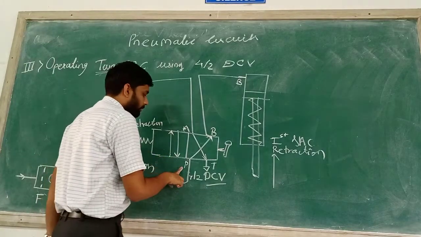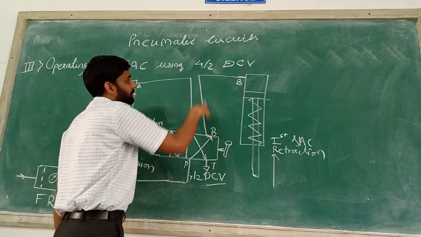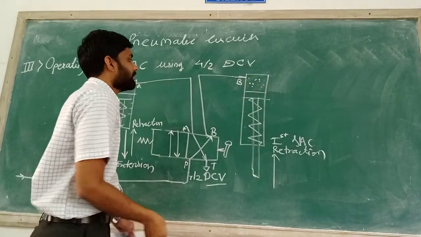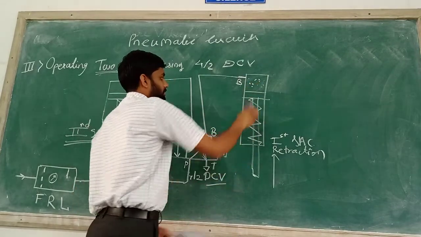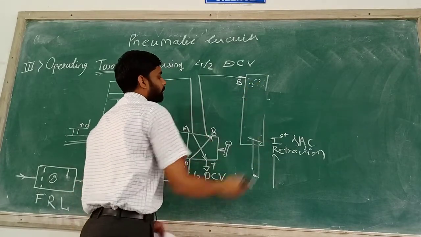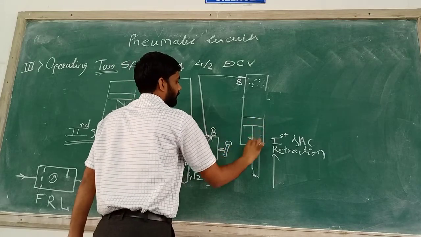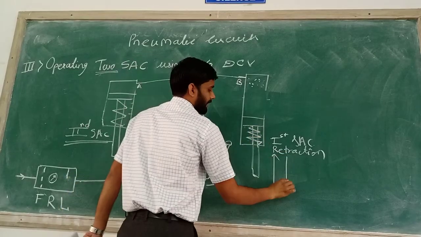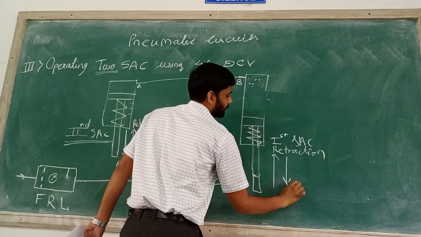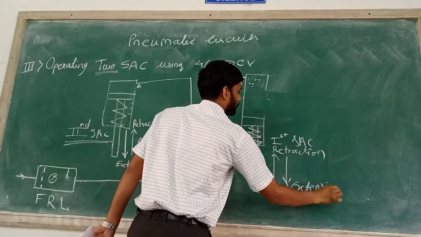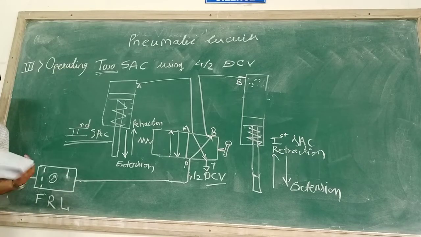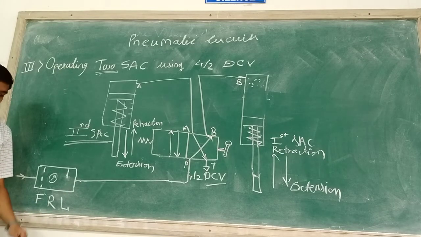Okay. Similarly, port P is connected to port B, so that air is coming into that area. When the pressure of air inside this area increases, it starts pushing this piston in a downward direction. The compression of the spring occurs, and we get the extension of this piston here. So this is the operation of a single acting cylinder using what? Using 4x2 direction control.